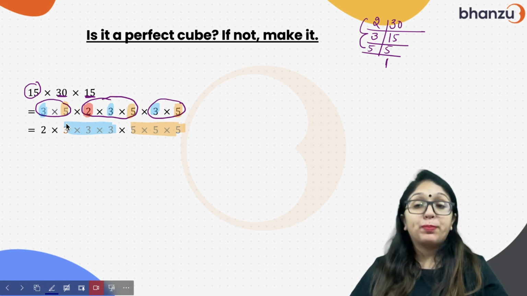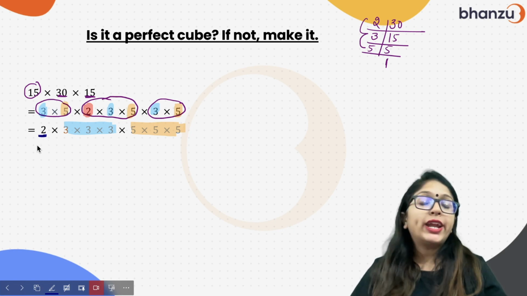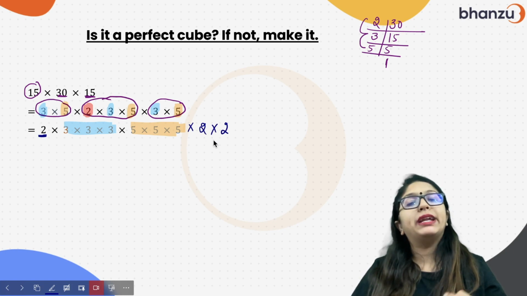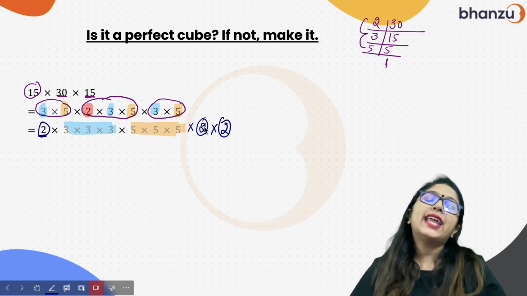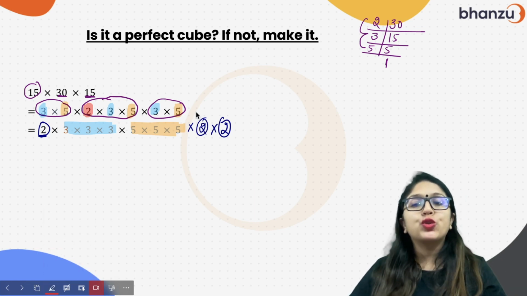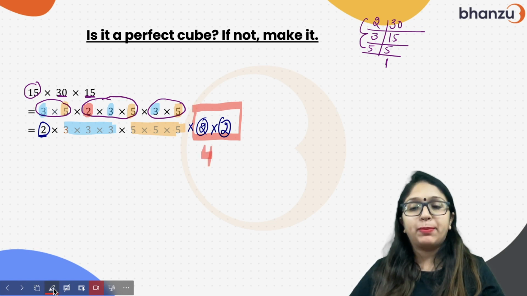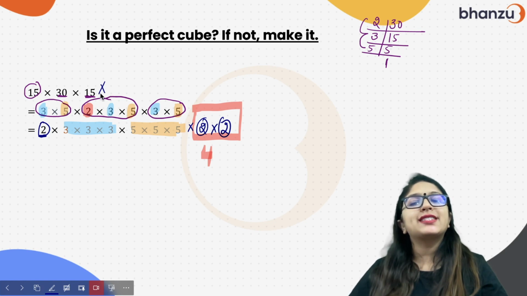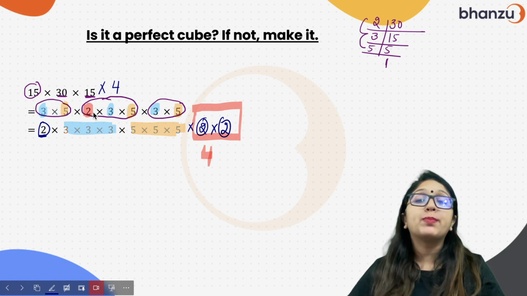So if I want to make it a perfect cube, then for that I need this also 3 times. So let me take this 2 two times more so that I can complete the group of 3. Right? So now I have 2, 2 and 2 and then I have completed this group also. So here I am taking two 2's extra, right? So that means 4. So if I multiply it by 4, then this is going to become a perfect cube. Is that clear now? How can we make a perfect cube if the number is not a perfect cube?